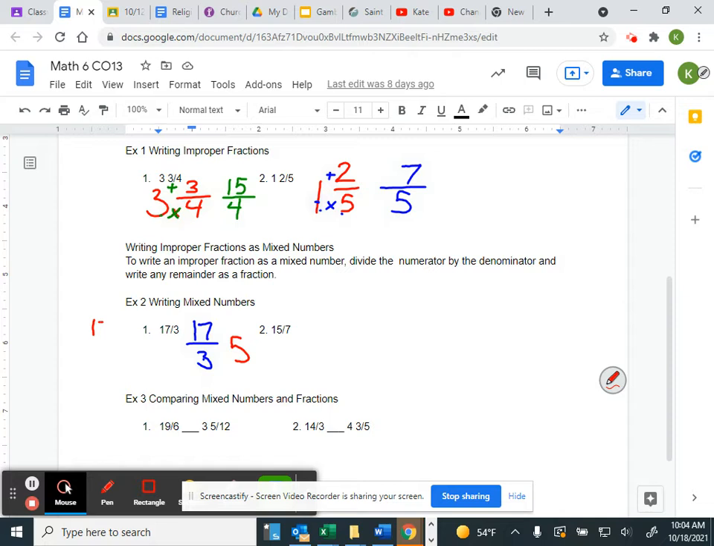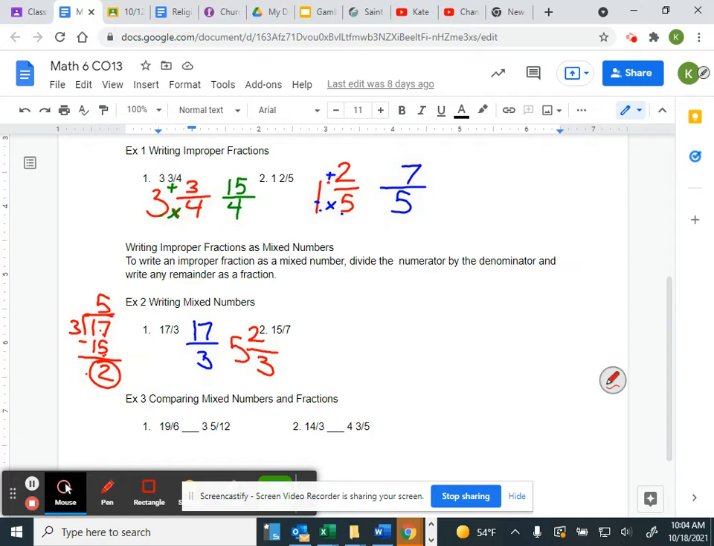So if we had 17 divided by 3 and we took that 5 out, 5 times 3 is 15. We're going to subtract it. 17 minus 15, we have 2 left over. So we subtract, because up here we added, so now we're subtracting. We're just doing the opposite. So 17 minus that 15 was 2. Denominator stays the same.